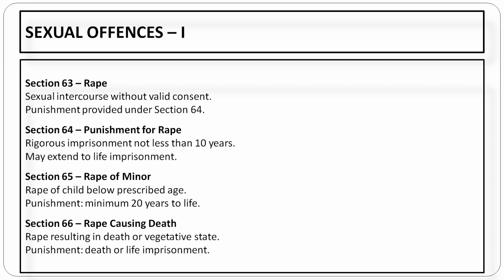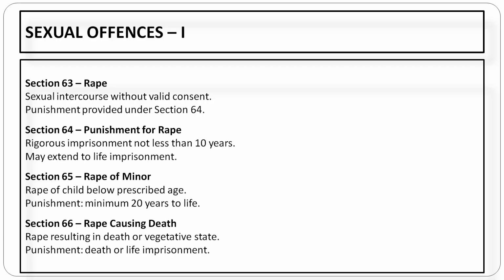Now let us look at sexual offences, that is section 63. Section 63 explains the offense of rape. It covers sexual intercourse done without a valid consent of the woman. Consent obtained by force, fear, intoxication, or deception is not treated as real consent. The focus of this section is on the absence of free and voluntary consent. If the consent is missing from the woman, the act becomes an offense. The punishment for this offense is provided under section 64.